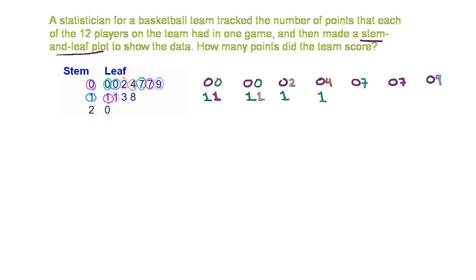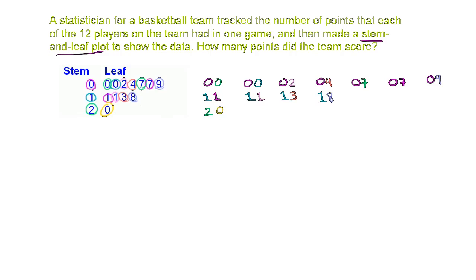This player, let me do orange, has 3 in the ones place, so he or she scored 13 points. 1 in the tens place, 3 in the ones place. And then I will do this in purple. This player has 8 in their ones place, so he or she scored 18 points. And then finally, you have this player whose tens digit is a 2, and the ones digit is a 0. I'll circle that in yellow. So he or she scored 20 points.